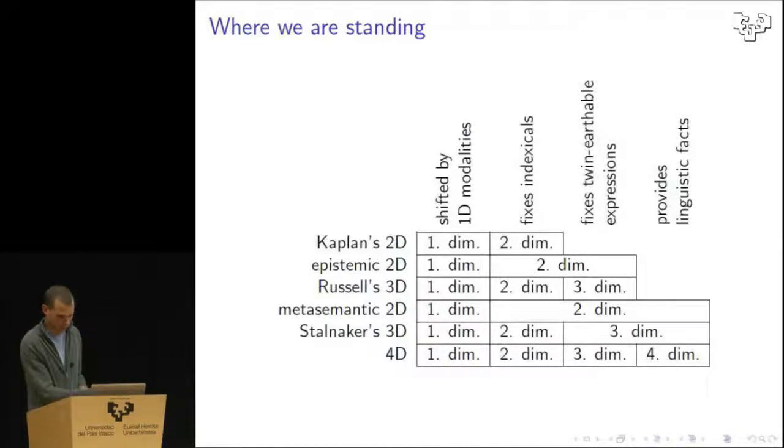So basically it's just Russell's three-dimensional system with one extra dimension added, which takes care of these linguistic conventions, probably. Or a different way to think about it, it could be just Stalnaker's three-dimensional system, but now you additionally distinguish between the parts of meaning which are in these twin-earthable expressions and the part of meaning which is more general, which is probably based on conventions.